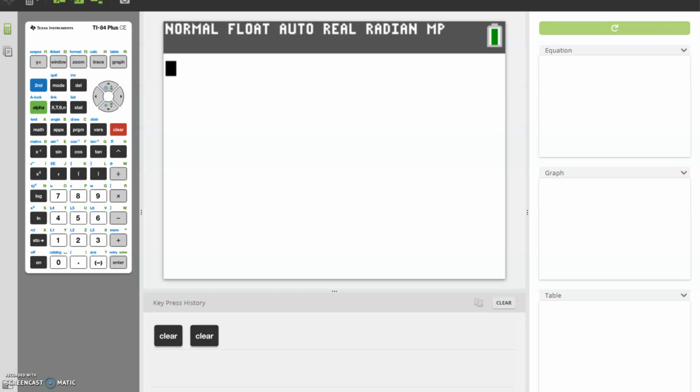For video 6 of rational numbers as exponents, we are going to basically just work through how to use the calculator to help us evaluate. So, for example, let's look at 4 raised to the 7 halves.